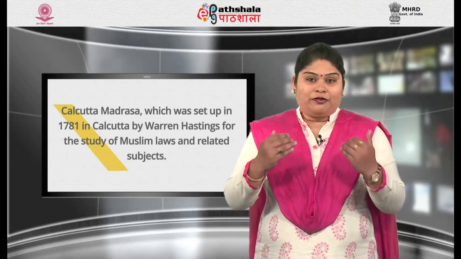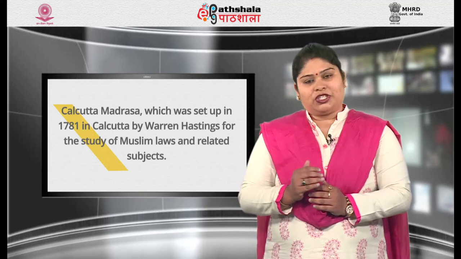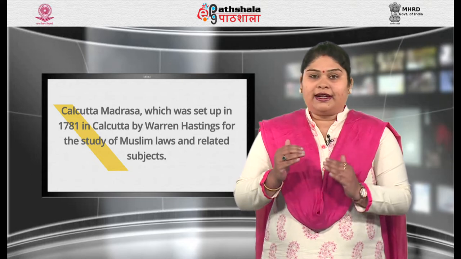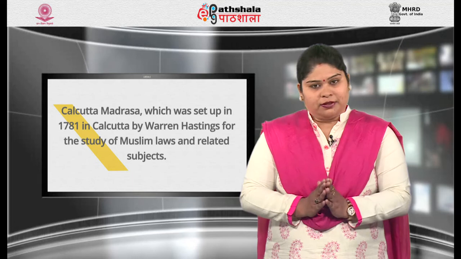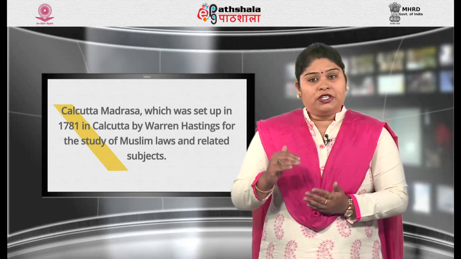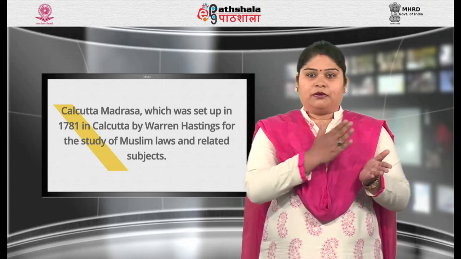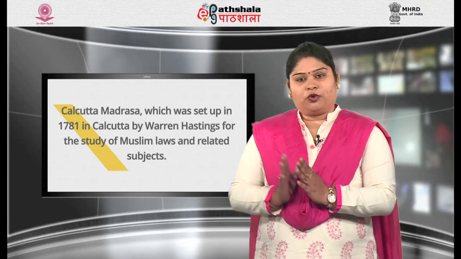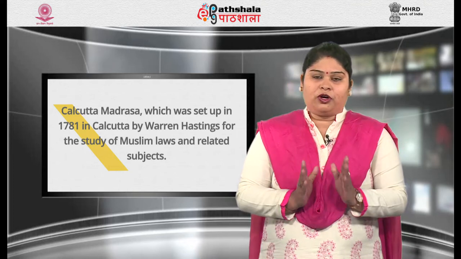Now, we will focus on the second phase of British rule regarding educational administration, which began in 1813 and lasted till 1853. This period is termed a period of provincial line of action because different provinces, Bombay, Madras, Bengal, Punjab, and the Northwestern province, were left free to adopt their own educational policies.